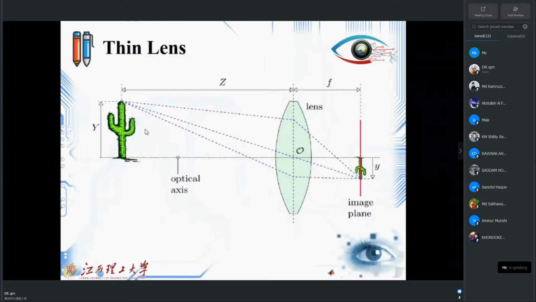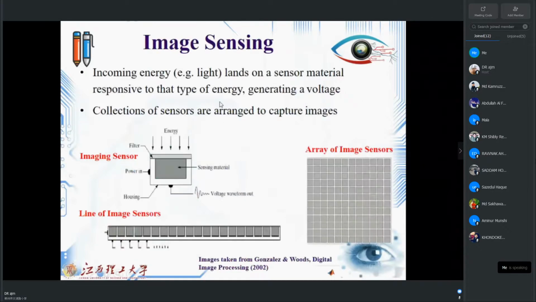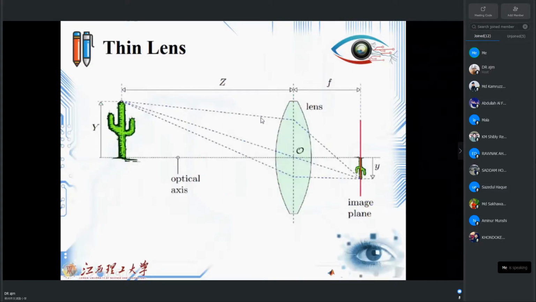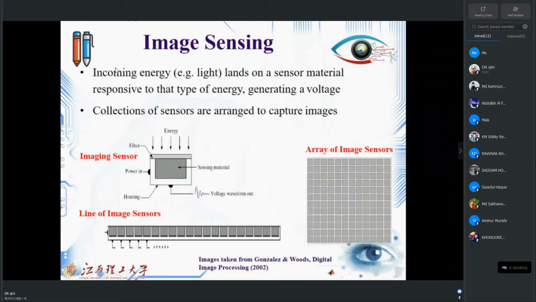Then thin lenses came into the picture, and slowly these acquisition systems grew up until the time that now we can have some image sensing or some methods that can help us to acquire the data.